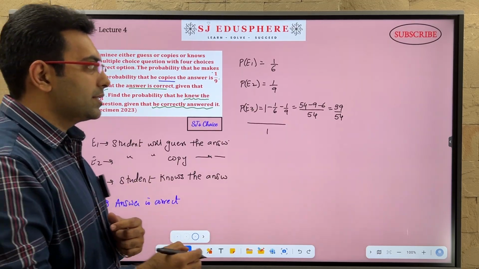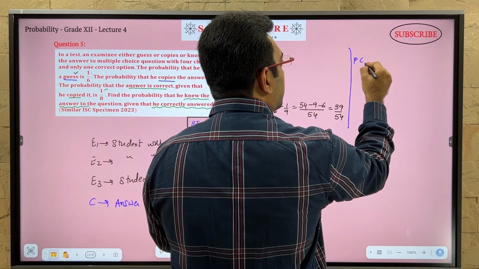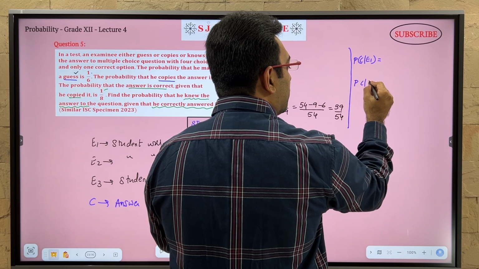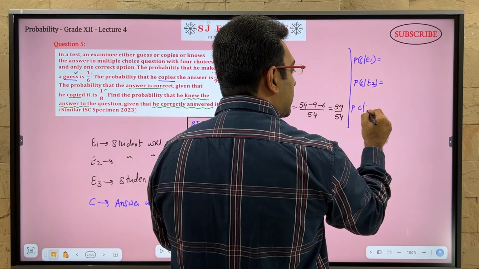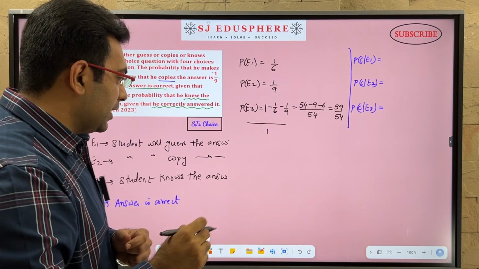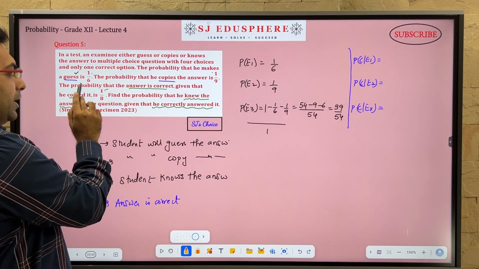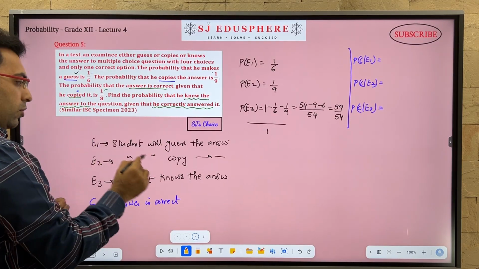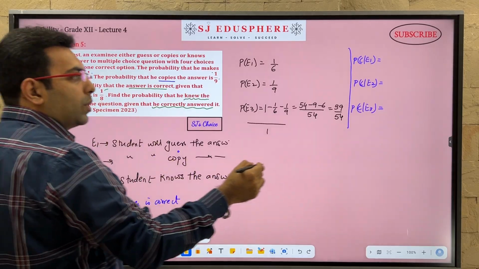Now please understand over here. Probability of correct given E1, probability of correct given E2, probability of correct given E3. Now, what is E1? What is E2? Look over here. The probability that the answer is correct given that he copied. Copied is which one? E2. Correct given copy is 1 by 8.